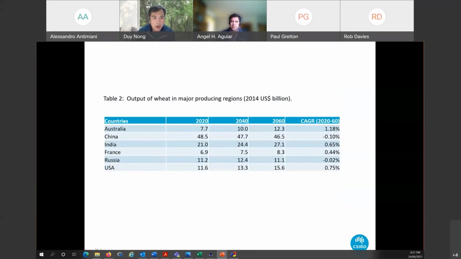For the output of wheat in major producing countries, for example in Australia, measured in 2014 dollars, it increases at a compound annual growth rate from 2020 of about 1.2%. It goes from 7.7 billion to 12.3 billion dollars in this case. But for China, we are not very sure, which is why the wheat output decreases in this case, and for Russia it also slightly decreases over time.